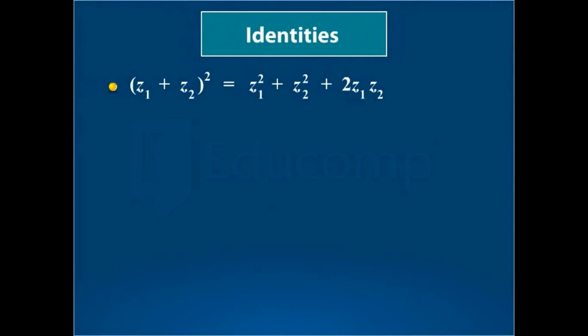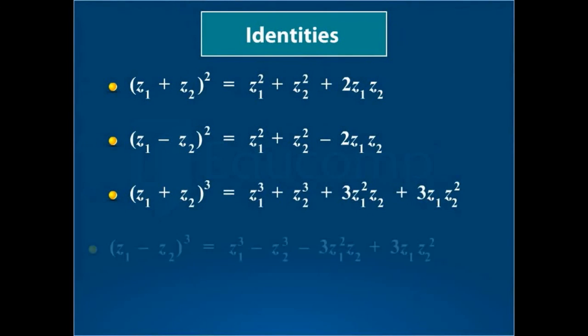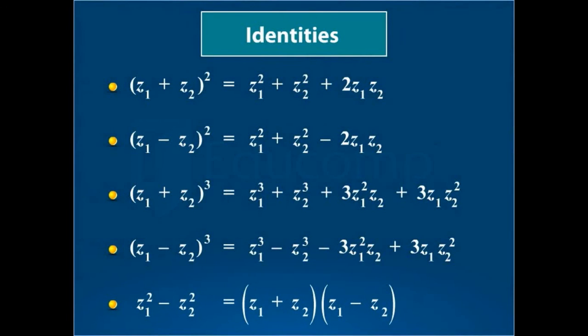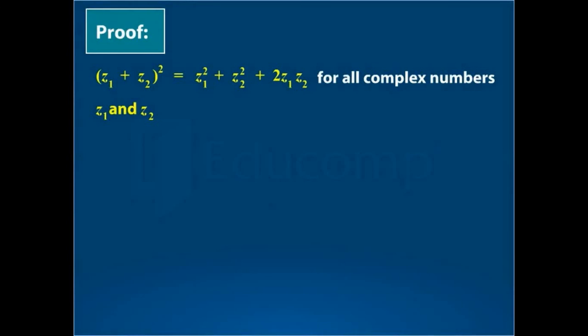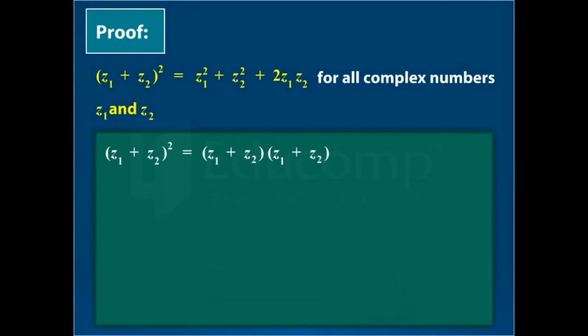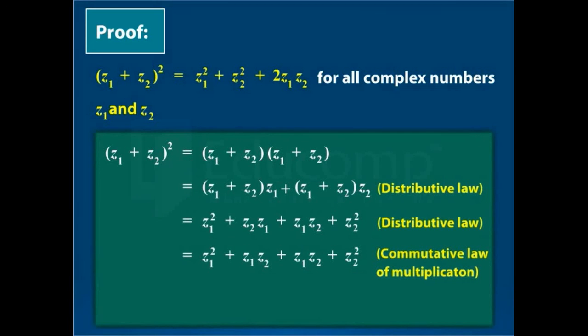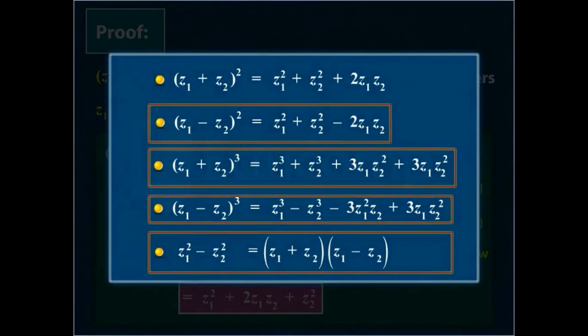Identities. Following are the identities for complex numbers. Let us now prove the first identity. Here, z1 plus z2 whole square can be written as z1 plus z2 into z1 plus z2. By using distributive law and commutative law of multiplication for solving it further, we get z1 square plus 2 z1 into z2 plus z2 square. Similarly, other identities can be proved.